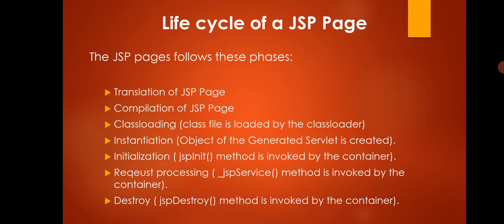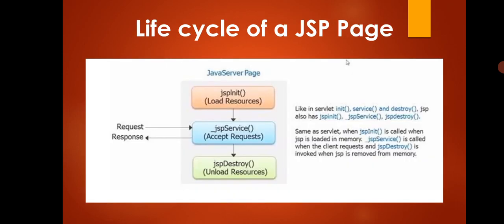Here we have the life cycle of a JSP page: translation of the JSP page, compilation of the JSP page, class loading, that means the class file is loaded by the class loader, instantiation, initialization, request processing, and destroy. Then the life cycle of a JSP page: here we have the request and response, and then we have jspInit, jspService, and jspDestroy.